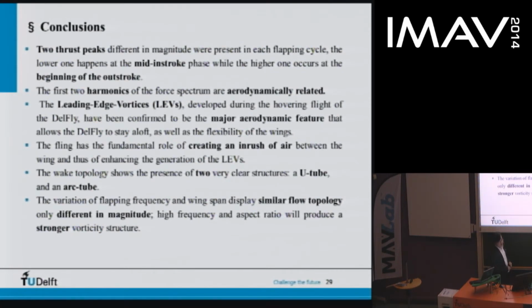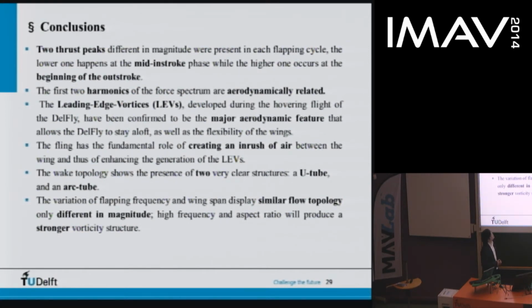The fling, for DelFly 2 only, has the fundamental role of creating an inrush of air between the wings and thus enhancing the generation of the leading edge vortices. By the 3D reconstruction of the wake of DelFly 2, we find two very predominant vortex structures, a U shape and a knock shape, which happen during the in-stroke and out-stroke, respectively.